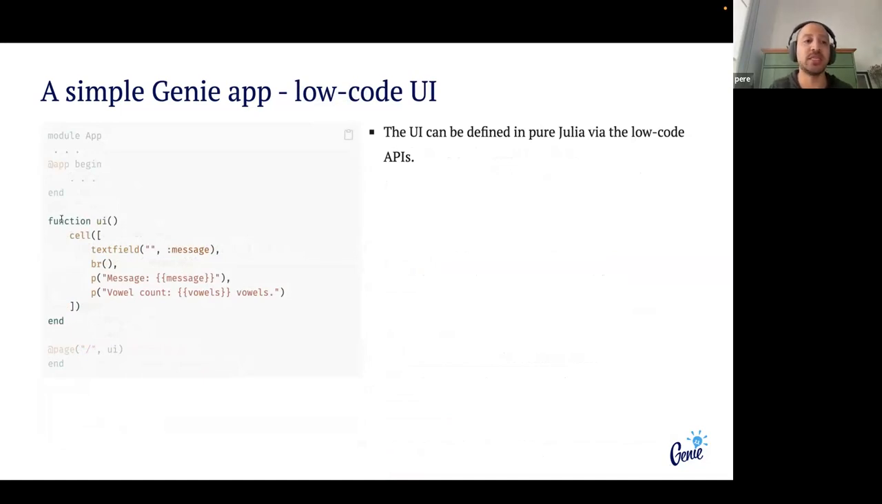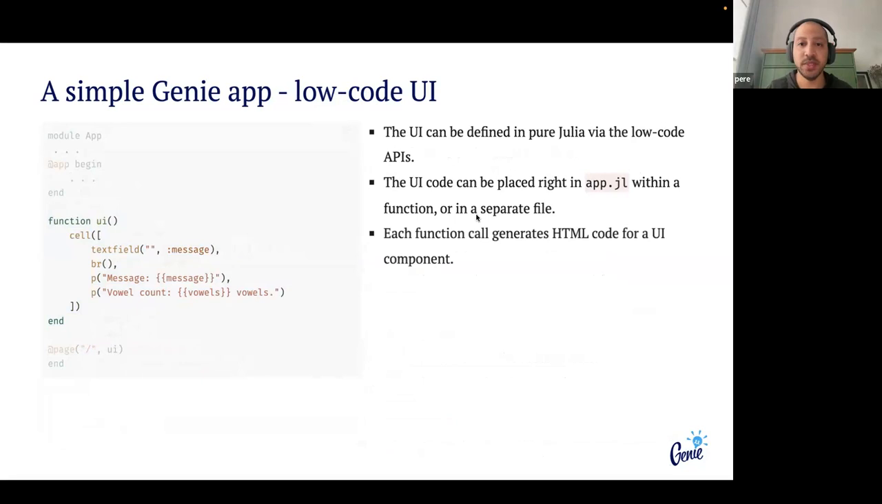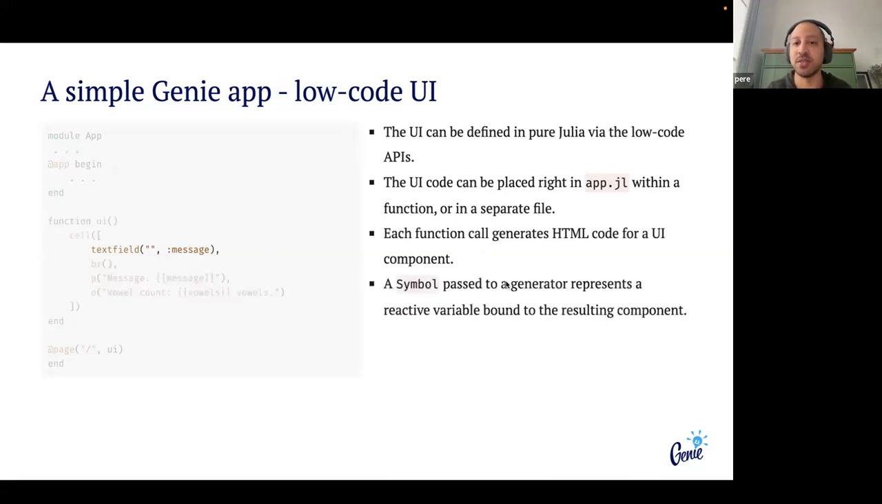In this case, as I showed before, we implemented the UI in a separate file called UI.jl, but you can also write it into a function. So if we want to have everything in the same file, then we can have it. So in this low-code API, we have several function calls that correspond to different HTML and JavaScript components, such as, for instance, textfield for an input field, also p for paragraph, div for a divider, and so many others.